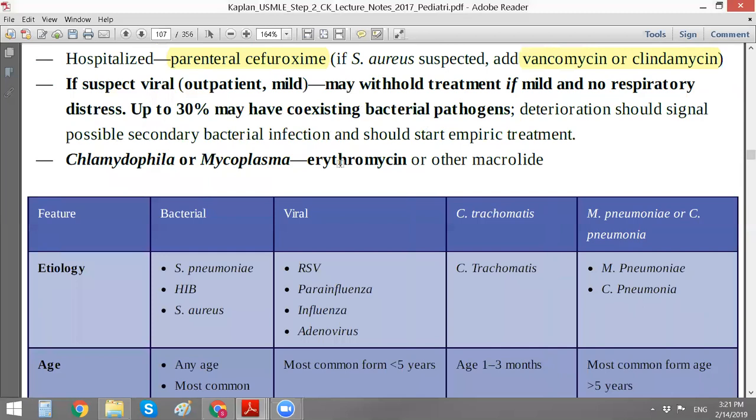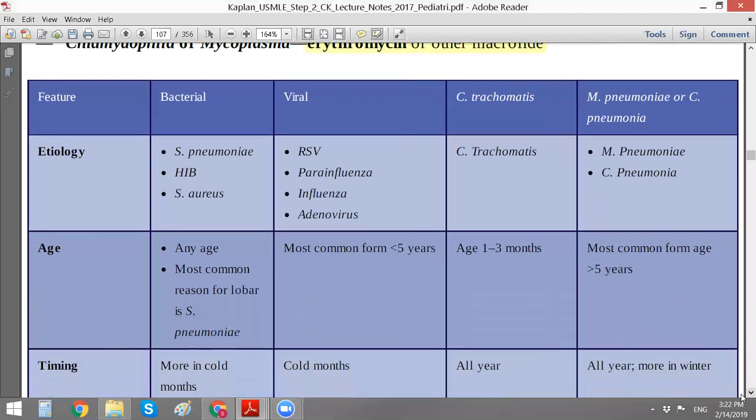For Chlamydophila or mycoplasma, erythromycin or another macrolide. So yes, we treat them with macrolides, and we treat the other bacteria with parenteral cefuroxime. And if we suspect Staph aureus, then we give them either clindamycin or vancomycin until we know the sensitivities.